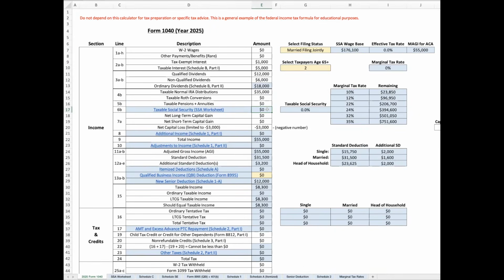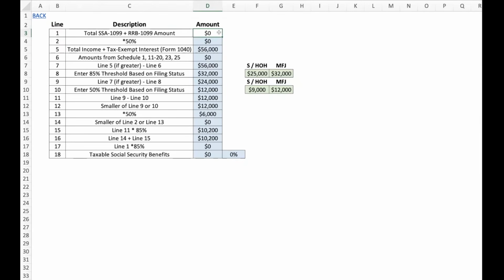Security benefits. And to calculate that, we need to go to the Social Security worksheet, which is an IRS publication 915. On this sheet, we simply enter the gross Social Security income amount from Form SSA-1099. Let's say they receive $3,500 per month combined, so $42,000 for the year.